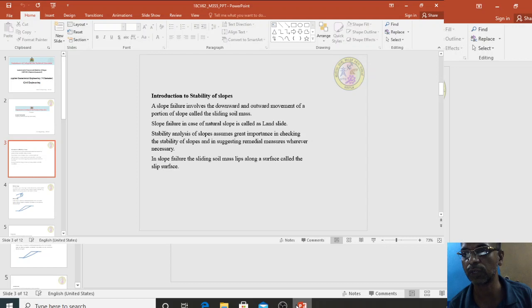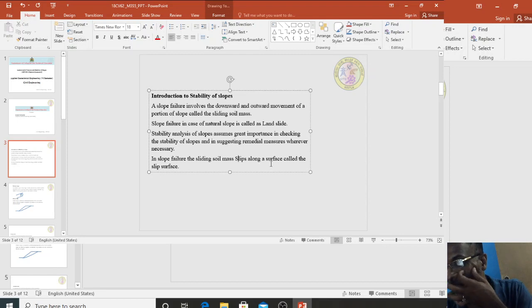Stability analysis of slope assumes a greater importance in checking the stability of slope and in suggesting remedial measures wherever necessary. Stability analysis of slope is something like prevention is better than cure. We analyze what probable failure may occur with that slope, and remedial measures are earmarked so that the probable failure can be prevented. In slope failure, the sliding soil mass slips along a surface called the slip surface.